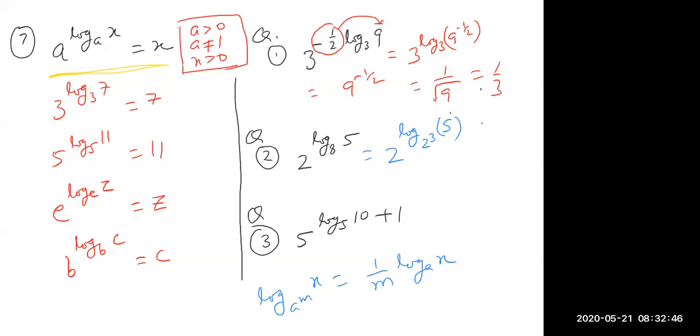So this will again be 2 raised to power 1 upon 3 log 2 5. Again, this 1 upon 3 I can take to the top. So this is 2 raised to power log 2 5, raised to power 1 upon 3. And again this 2 will cancel out. This will be 5 raised to power 1 upon 3, using the property a raised to power log a x is equal to x. So x is how much? 5 raised to power 1 upon 3.